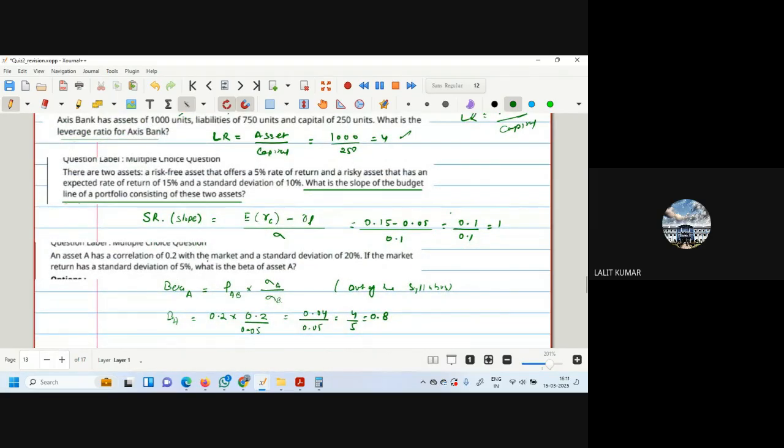The next question is there are two assets, a risk-free asset that offers a 5% return and a risky asset that has an expected return of 15% and a standard deviation of 10%. What is the slope of the budget line of a portfolio consisting of these two assets? So this slope which is there, it is nothing but the Sharpe ratio.